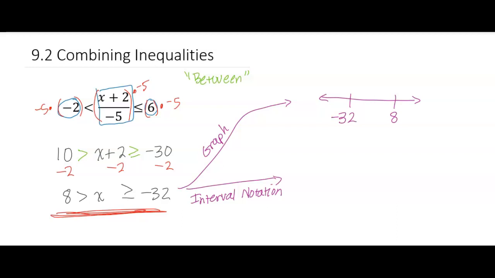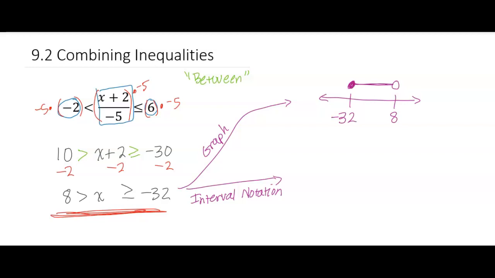The x that we're looking for here, the solution set, is the stuff that is between those numbers. So that's this stuff in here. And then pay attention to the inequalities to tell you what types of dots to put at the end. 8 is not included, so we use an open dot. Negative 32 is included, so we use a filled in dot.